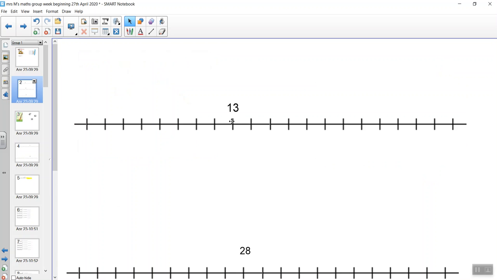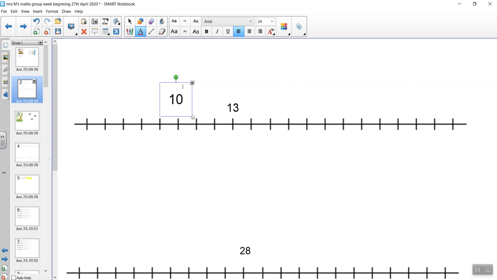First of all, we're going to think about rounding to 10. So when we look at a number and we want to round it to 10, we've got to decide where does it go on a number line? Which 10 is it nearest to? So I've got the number 13 here. I know that this would be 12, this would be 11, and this would be 10. So I'm going to put my 10 in there.